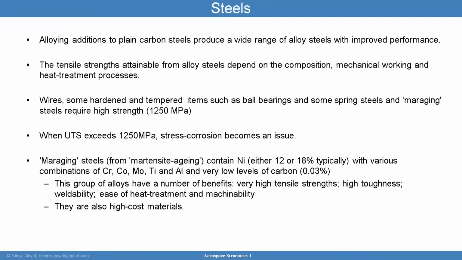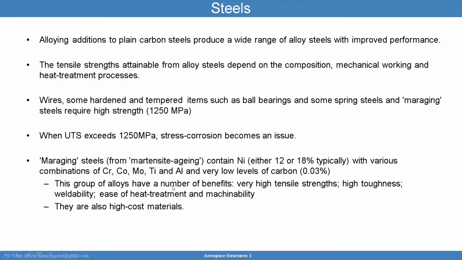You can add alloying elements to carbon steels to produce a wide range of alloy steels, which improves the performance. The tensile strength attainable from alloy steels depends on the composition. Another thing to keep in mind is that for some hardened and tempered items, such as ball bearings, you may want to use very high strength steels, like 1250 megapascals. When you exceed this value, typical stress corrosion becomes quite a bit of a concern. So something to keep in mind as you're selecting materials in your design.